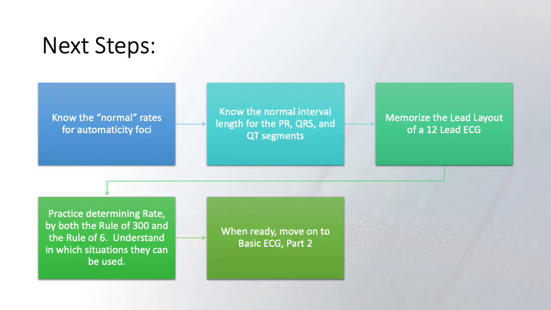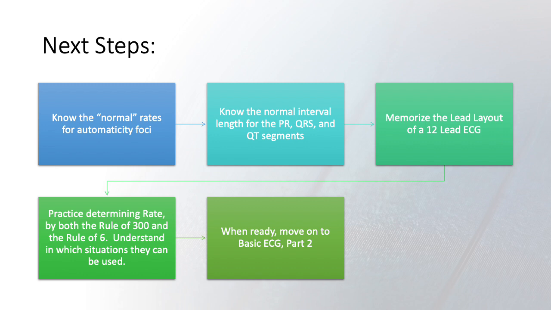All right, so that's the end of this video. We have had an opportunity to review the electrical anatomy of the heart. We've had an opportunity to take a look at the 12 different leads in a 12-lead ECG. We've reviewed how those leads are laid out in a 12-lead ECG and what leads correspond to what coronary artery. We've also talked about the normal interval lengths for the PR interval, QRS interval, and the QT segments. And we've practiced determining rate.